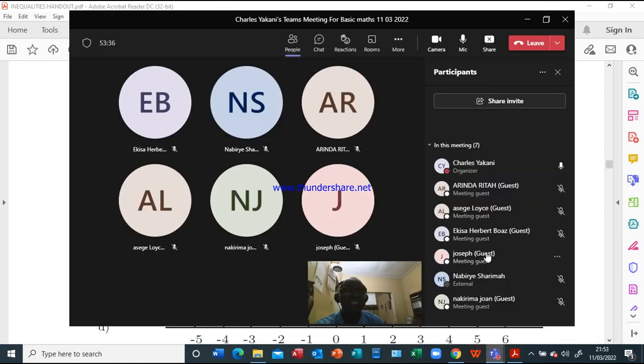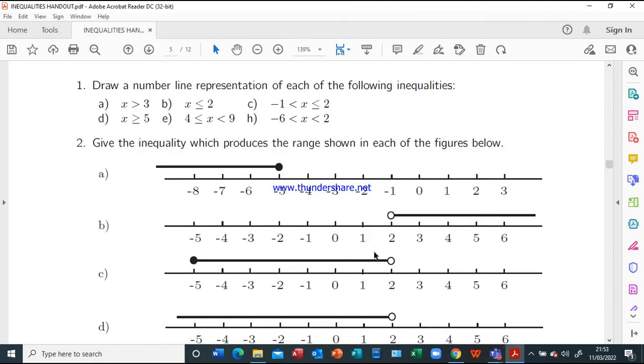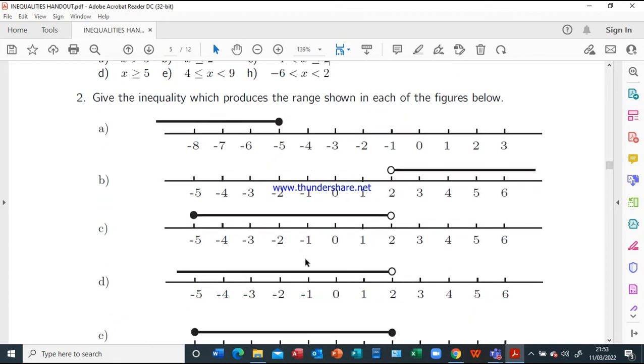Where were we? We're still on number C. Joan, would you like to take number C? Yes. Let me take that. How do you represent C?